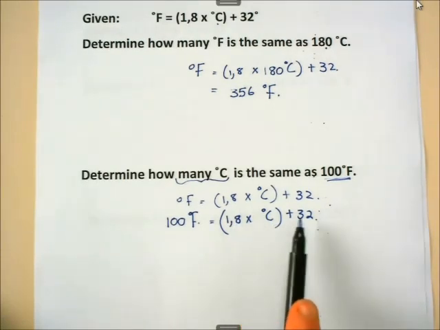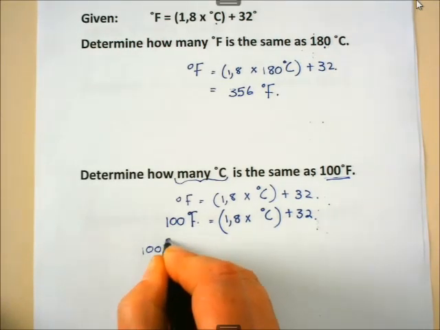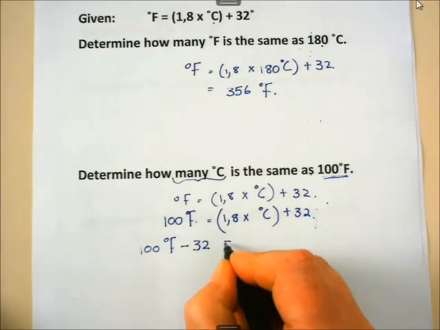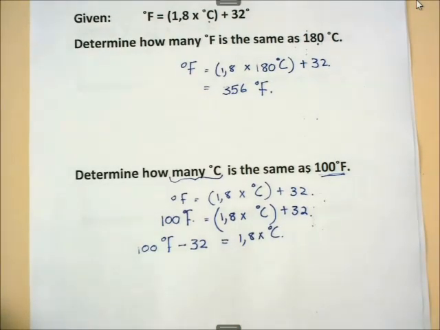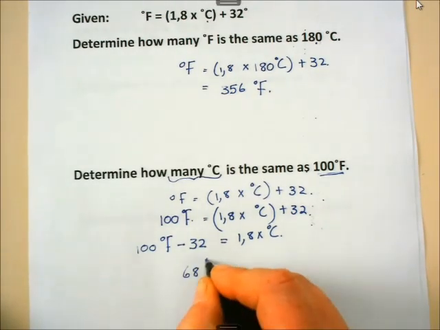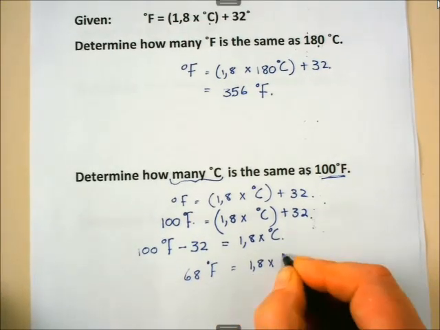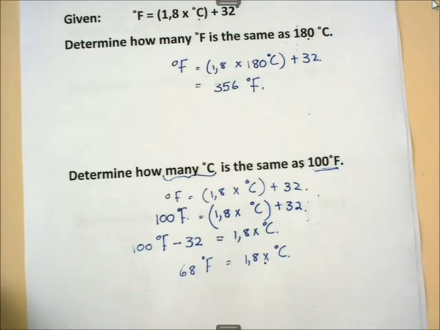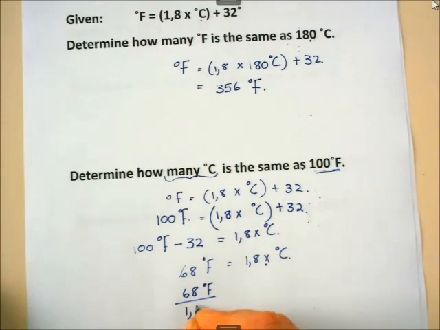First of all, I'm going to take my 32 to this side. Now remember, if I take my 32 to this side, I subtract the 32. Then on this side, I will be left with 1,8 times degrees Celsius as it is there. Now 100 minus 32 is 68. Now if I'm going to get my degrees Celsius, I must still get rid of this 1,8 here. And if I multiply on this side, what is it that I do on the other side? I divide. So to get my degrees Celsius, I'm going to divide on this side by 1,8.